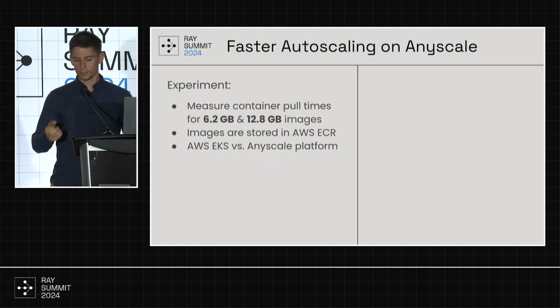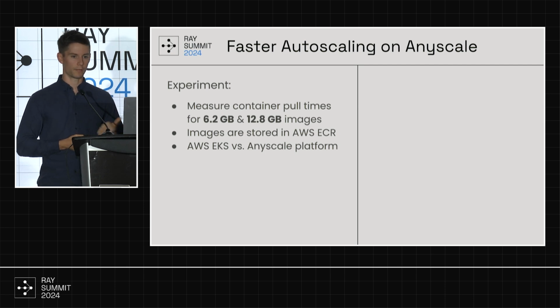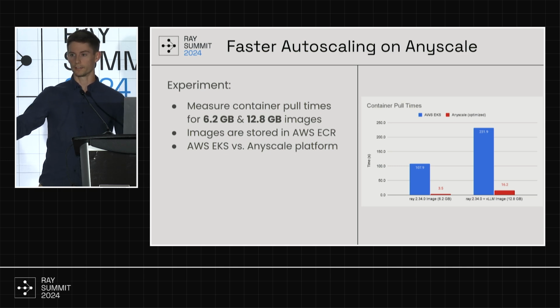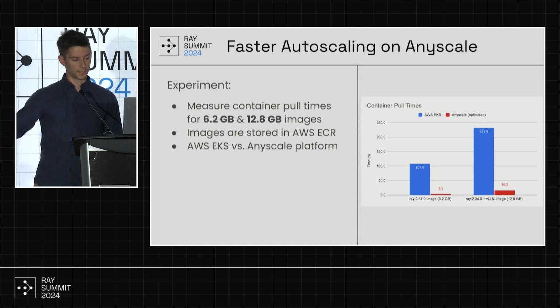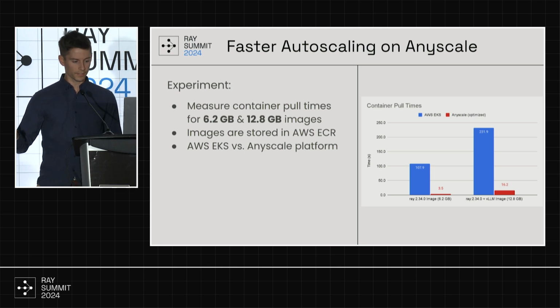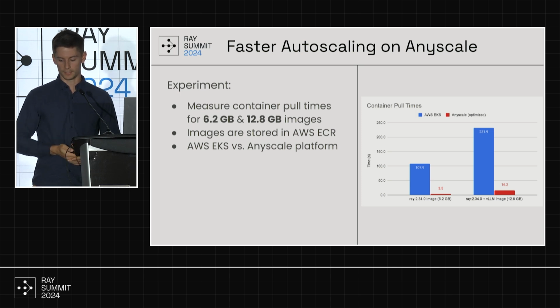We ran an even simpler benchmark, just measuring the time it takes to pull two images. One is 6 gigabytes, just a Ray base image, and one is 13 gigabytes, which is basically Ray plus vLLM and its dependencies. We compared EKS versus Anyscale, and you can see that Anyscale is dramatically faster for pulling the image and starting the container. EKS, after quite a bit of optimization effort, takes over 100 seconds to pull the 6 gigabyte image, and about 230 seconds for the 13 gigabyte image, whereas Anyscale is much, much faster, only 3.5 and 16 seconds respectively.